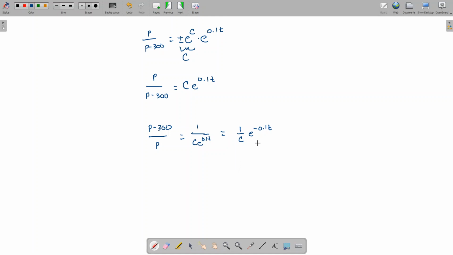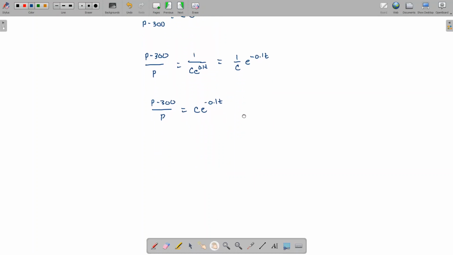And we're going to play some games again here. 1 over c is an arbitrary constant, so really I might as well just write that as c. So we've got p minus 300 over p is equal to c times e to the negative 0.1t, because that whole thing is just an arbitrary constant.